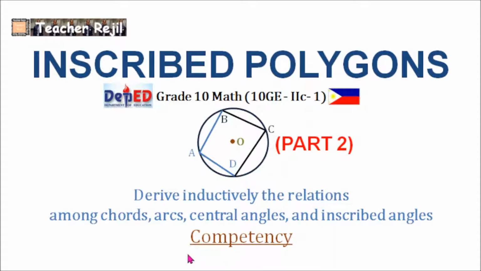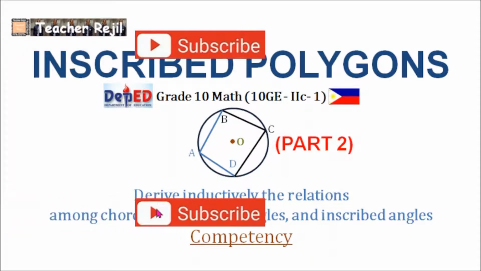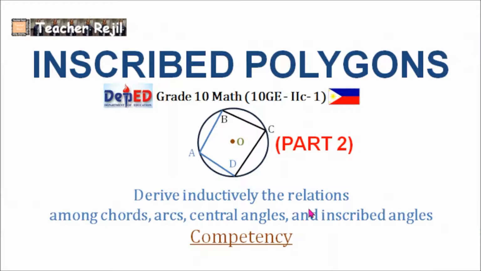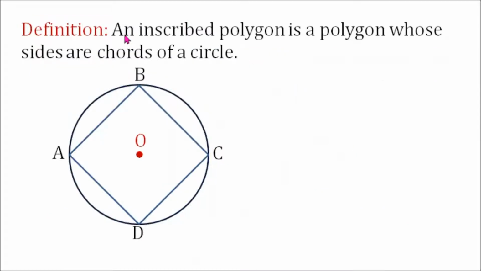The competency in this lesson is to derive inductively the relations among chords, arcs, central angles, and inscribed angles. This is part 2. Specifically, we will be talking about inscribed polygons. An inscribed polygon is a polygon whose sides are chords of a circle.